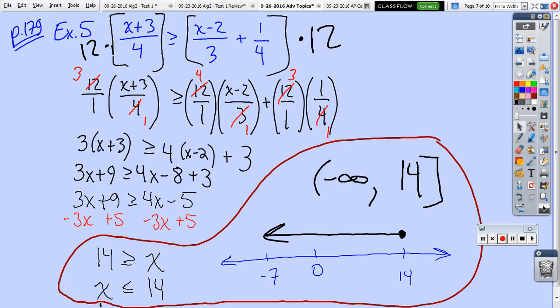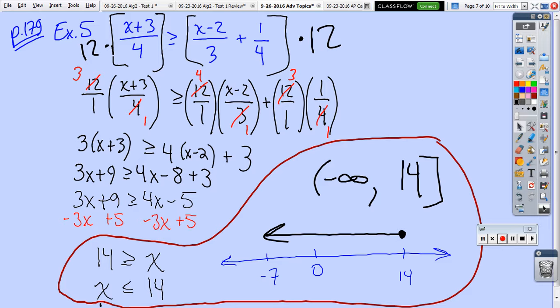So then you end up at 14 is greater than or equal to x. If I want to write x and the rest, the remaining, I would have to flip it, because 14 is greater than or equal to x is the same statement as x is less than or equal to 14. So it needs to be pointing the same direction. I'm really flipping these two around. It's the same thing.